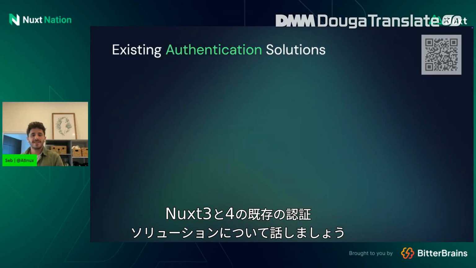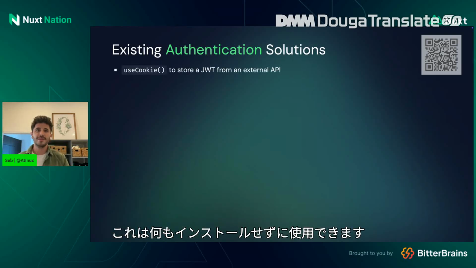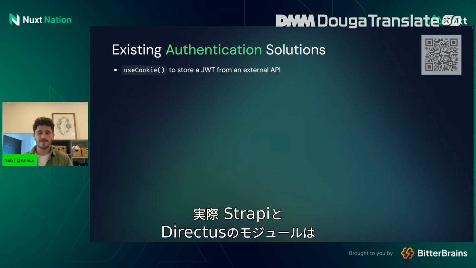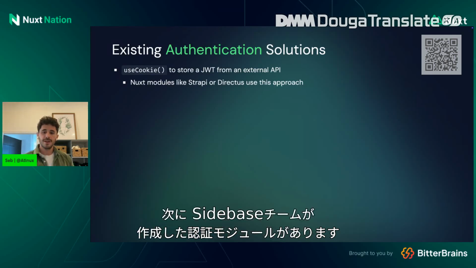Let's talk about the existing auth solutions for Nuxt 3 and 4. First, we have the Nuxt useCookie composable that you can use already without installing anything. And this is actually what the Strapi and Directus modules use to add authentication.